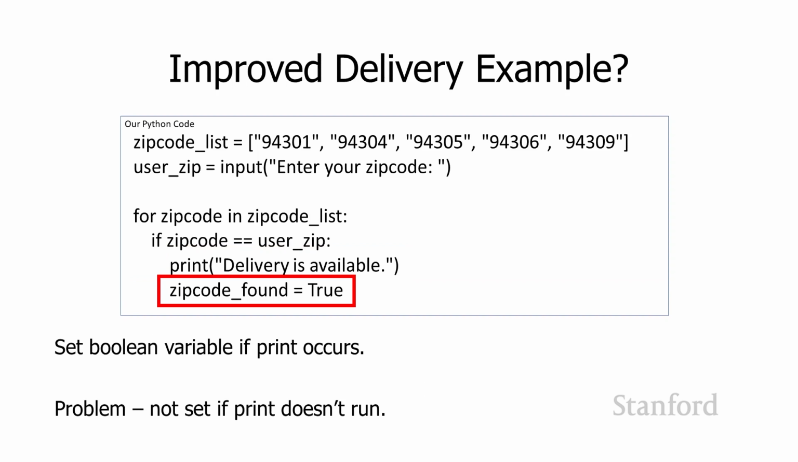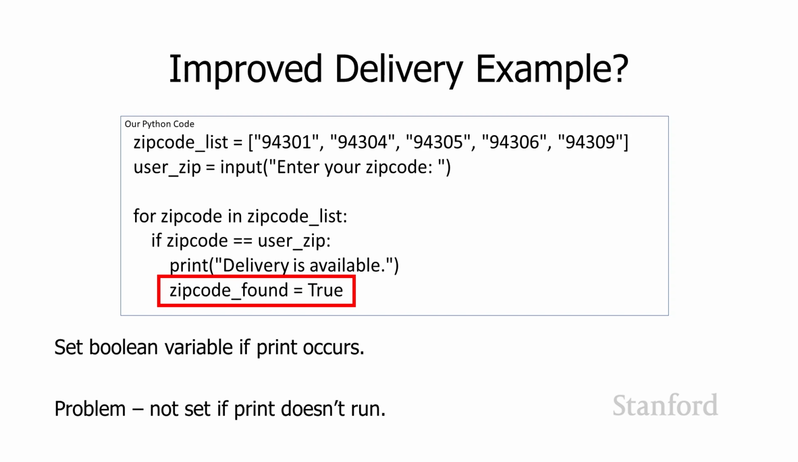Okay, so here's my first attempt to fix it. I'm going to add in a statement. Notice the statement is indented at the same level as the print delivery is available. And I'm going to say zip code found equals true. So if we happen to run a zip code that is in the list, we're going to print that delivery is available, and we're also going to set this variable here, zip code found, to true.